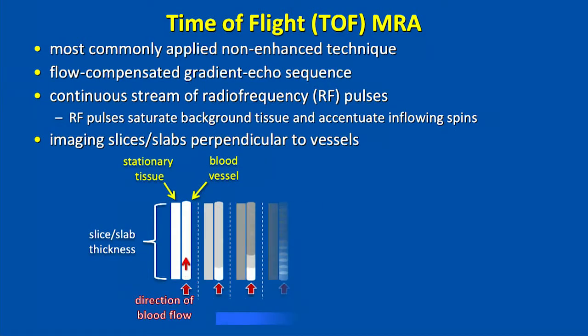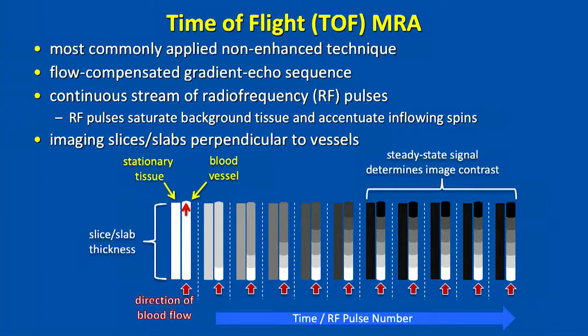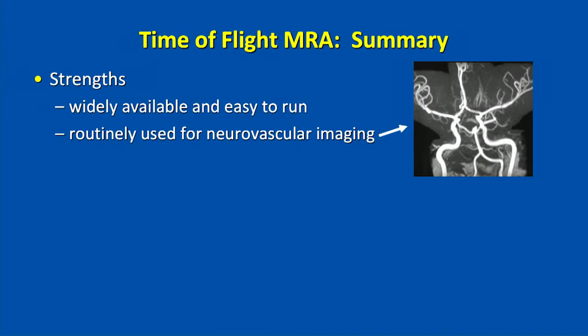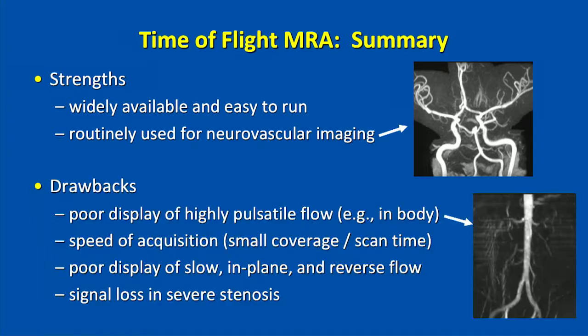It consists of a flow-compensated gradient echo sequence and a continuous stream of radiofrequency pulses which saturate stationary background tissues and accentuate the signal of inflowing spins. Some general strengths of time of flight: it's widely available and easy to run. It's routinely used for neurovascular imaging. This is an example of 3D time of flight in the brain. It works very well there. It does have some drawbacks, mainly that it doesn't do a good job of imaging the body, where the flow tends to be highly pulsatile, and speed of acquisition is not the fastest either.